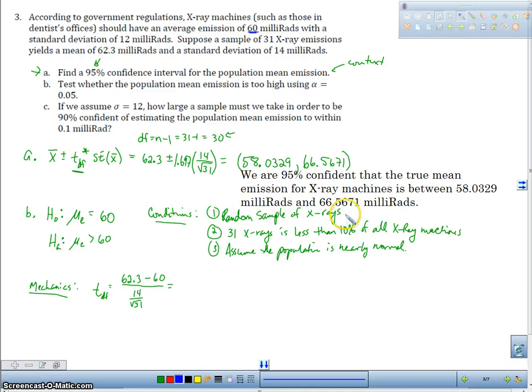Okay, our conditions. We do have a random sample of X-rays. 31 X-rays is definitely less than 10% of all X-ray machines. And we're going to go and assume the population is nearly normal. We don't know that, but we are given its mean and standard deviation.